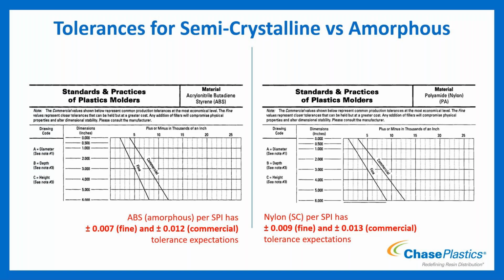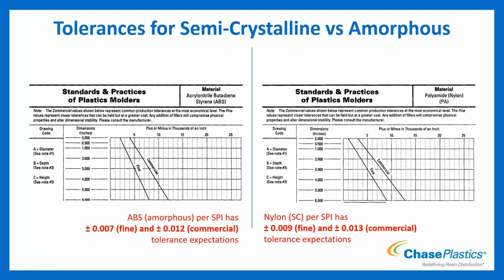Then if we look at nylon, which is very broad for nylon, mind you, there are different nylons. Some are going to shrink a little more. A nylon 4-6 is about 70% crystallinity, so it's going to shrink a little bit more, versus a 6-6 shrinks a little bit more than a 6. And so grain of salt, but you look at the fine, you're at plus or minus 9 thou. So you're already 2 thou different than an ABS, and then commercial 13 thou.